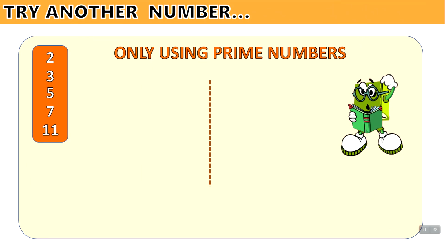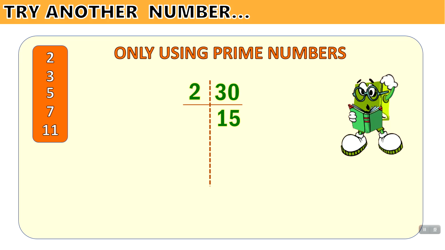Let's try another number, 30. Is 30 even? Yes, it is, because it ends with 0, and so we can divide by 2. 2 into 30 goes 15 times. Now, 15 is an odd number, and so we can't divide by 2 any longer.